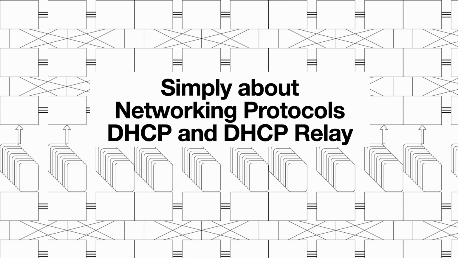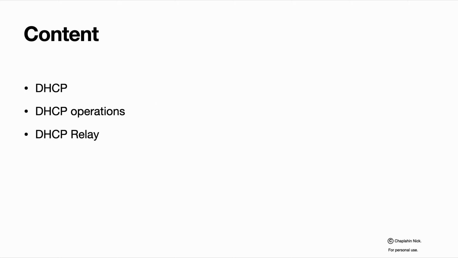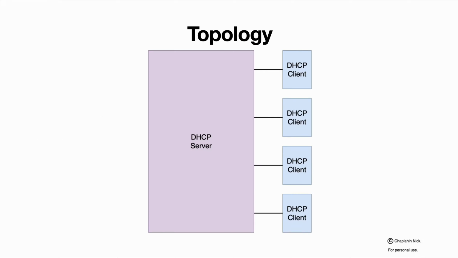Hello, this is Simply About Networking Protocols, and today I'll tell you about DHCP and DHCP relay. The standards that describe DHCP are RFC 2131, DHCP relay is 1542, and DHCP options, not all but most, are RFC 3046. In this video, I'll tell you about DHCP, DHCP operations, and how DHCP relay influences DHCP operations.